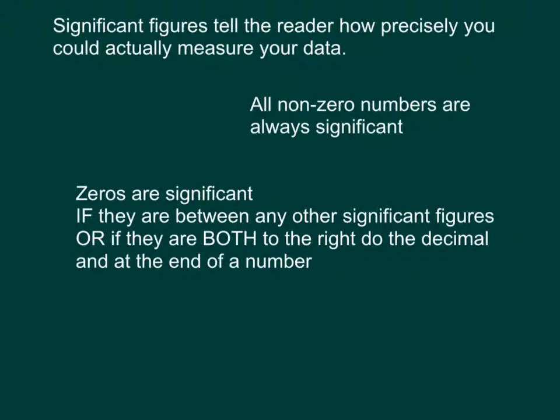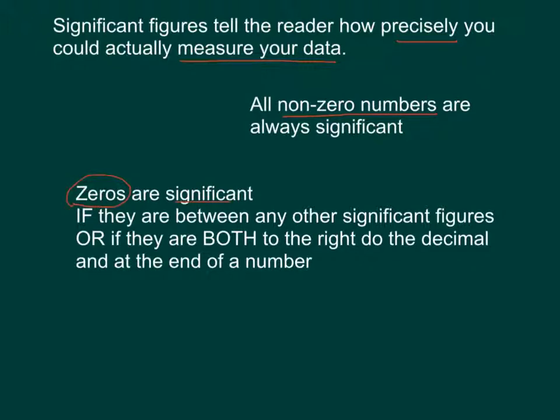First, let's start with significant figures. Remember that significant figures tell the reader of your research how precisely you could measure your data. How precise was your measuring instrument? If you have more significant figures, you were able to accomplish a more precise measurement. With the rules for significant figures, remember that all non-zero numbers are always significant. That's easy. The tricky thing is, what do you do with zeros?